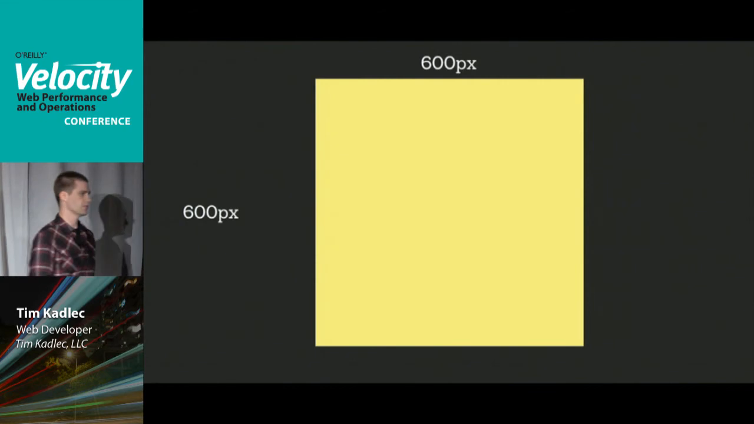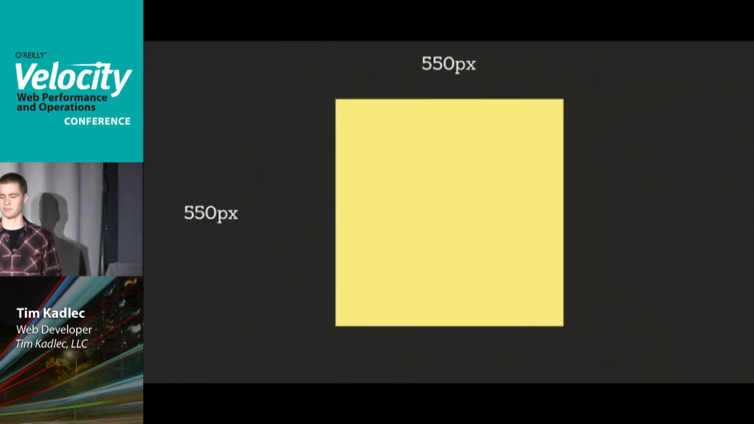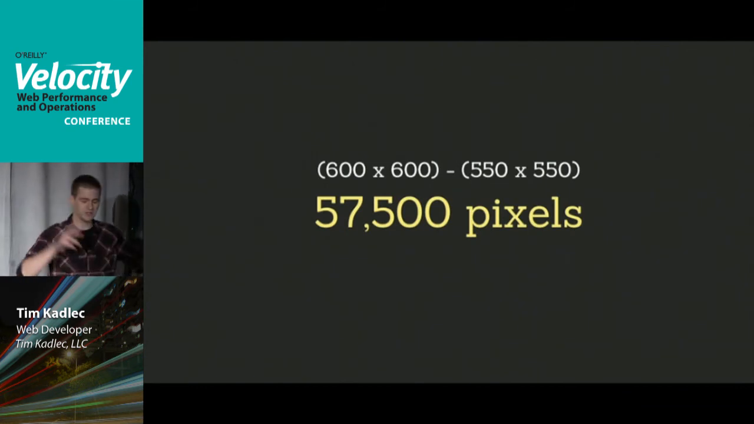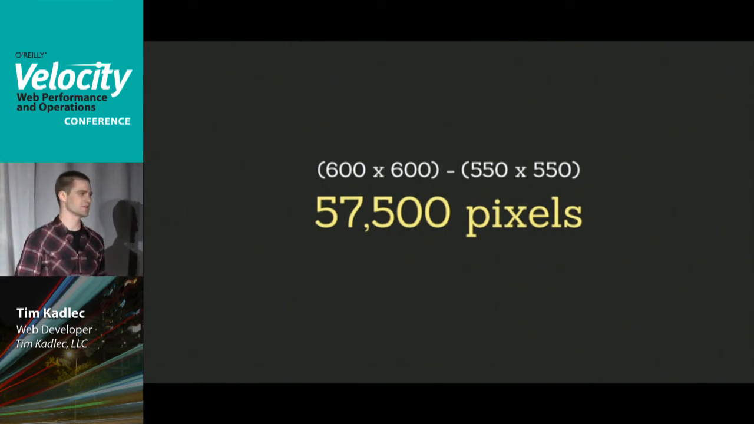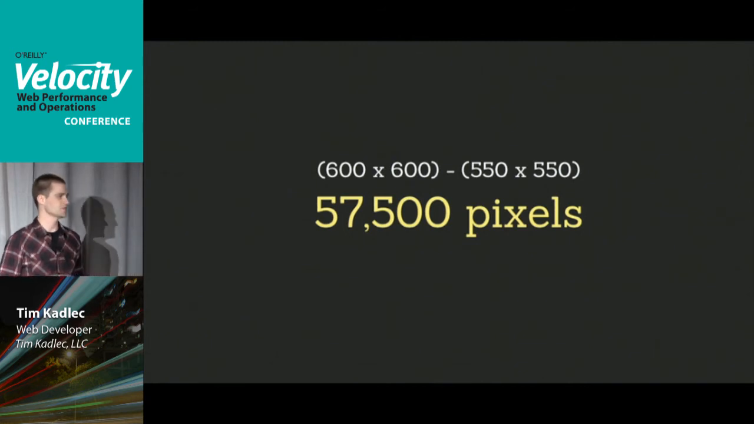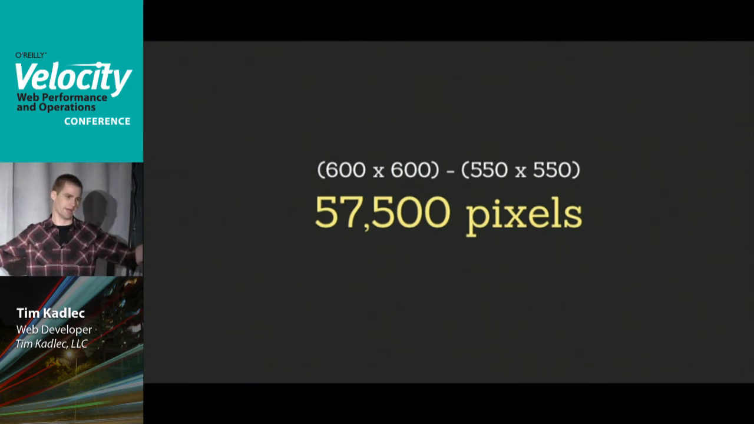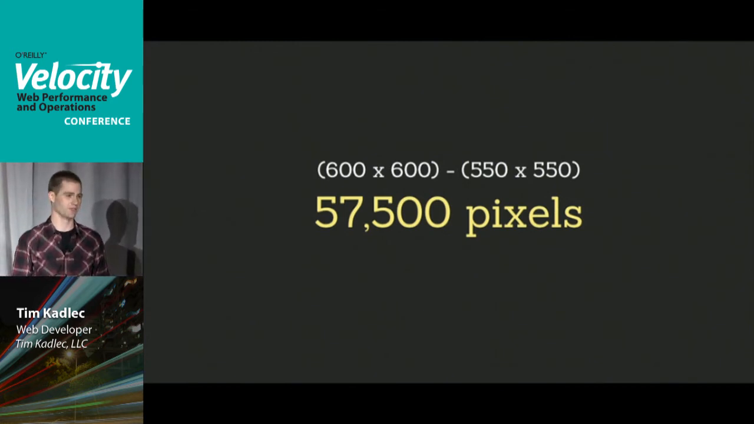So let's say that we have a 600 by 600 pixel image. And let's say we scale it only by 50 pixels to about 550. That's what we're going to display it at in the browser. What this means is that if we take the original size and what it was displayed at, we have 57,500 unnecessary pixels being stored inside there. That's quite a few bytes for just a 50 pixel scale. Now imagine on these sites that are taking the 1200 pixel wide image and displaying it at like 200 pixels on the small screen, which happens all the time. You're talking a massive difference.